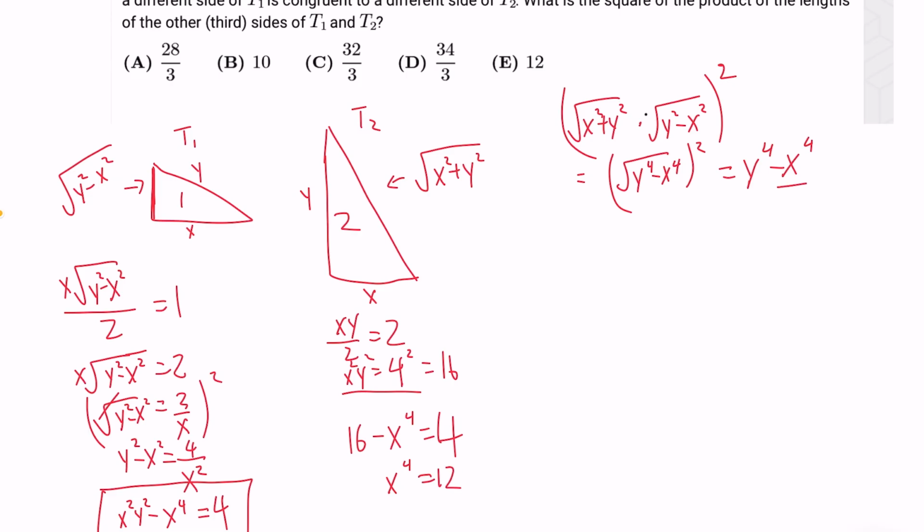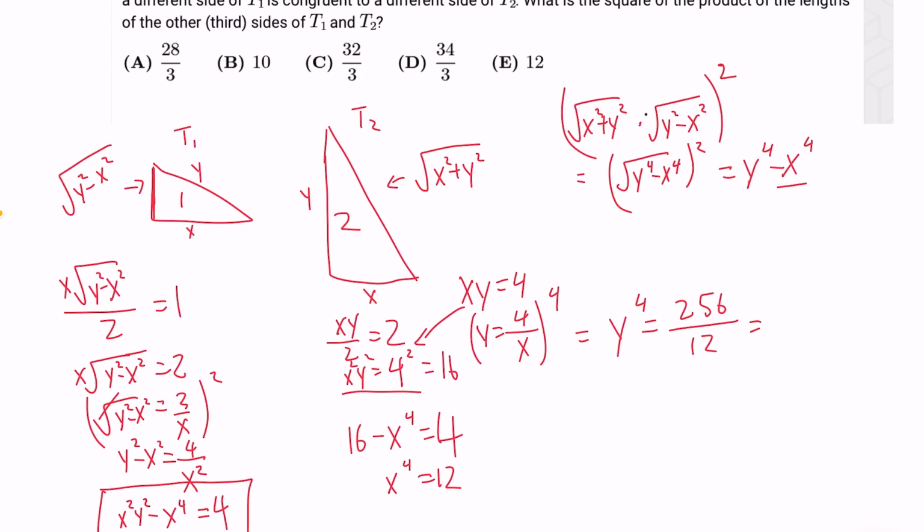So we know what x to the fourth is. Now we want to figure out what y to the fourth is. I'm going to use the equation x times y is equal to 4, and get y equal to 4 divided by x. Then I'm just going to raise this to the fourth power to get y to the fourth equal to 4 to the fourth, which is 256, divided by x to the fourth, which we already know is 12. So that simplifies down to 64 over 3.